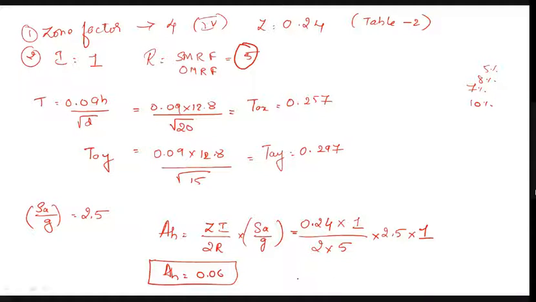The main thing is that we have to determine the base shear, that is given by Ah into W. So we have got the value of Ah, but we don't know the total seismic weight. And in the question he has not mentioned what is the load on each floor. Suppose this is your floor. He has not mentioned what is the load on the first floor, second floor, and roof, and even he has not given the dead loads.